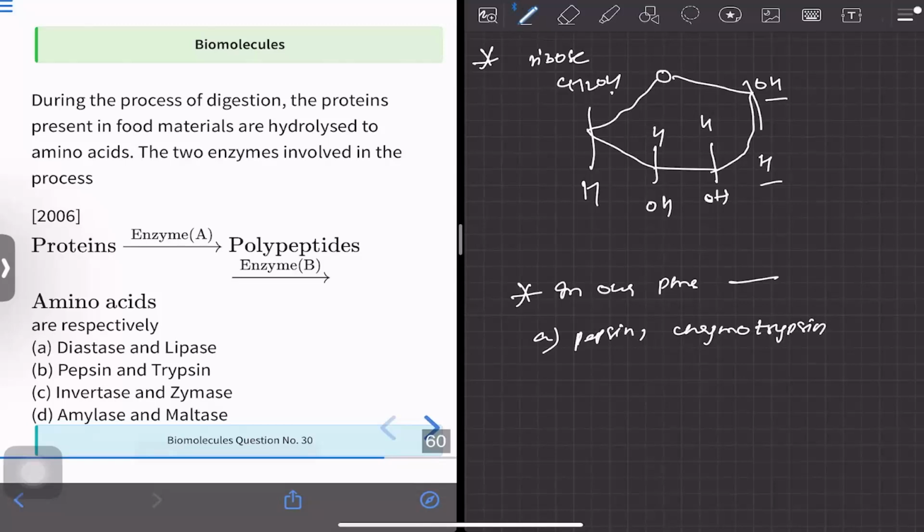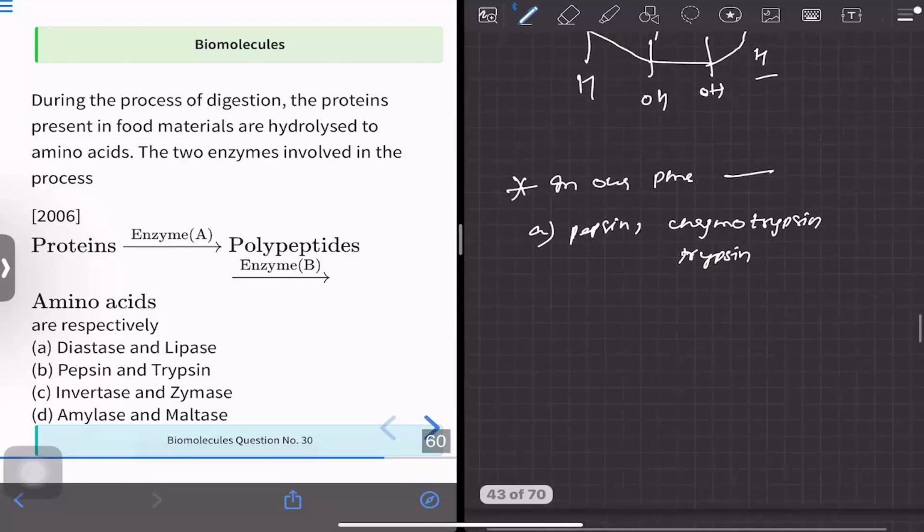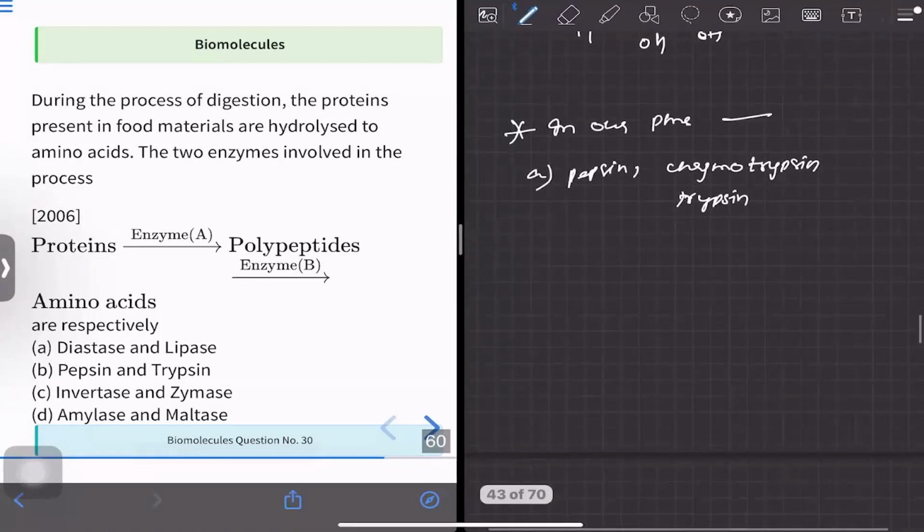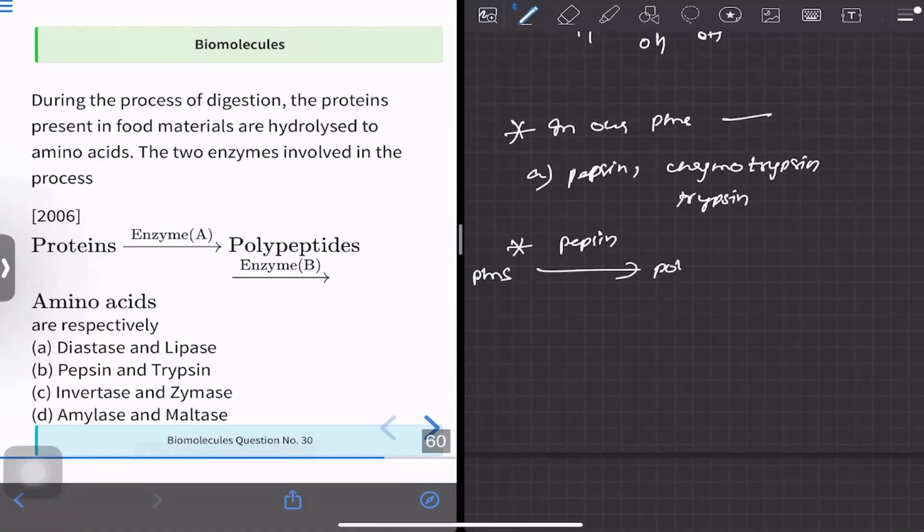chymotrypsin, and trypsin. These are the three enzymes which make our protein digest. In the stomach, pepsin acts on protein and converts it into polypeptides. This is the reaction carried out by the enzyme pepsin. And polypeptides enter the small intestine, which further converts them into amino acids with the help of the enzymes chymotrypsin and trypsin.